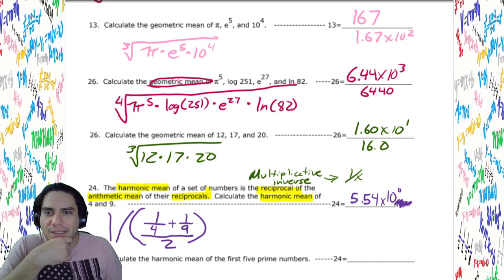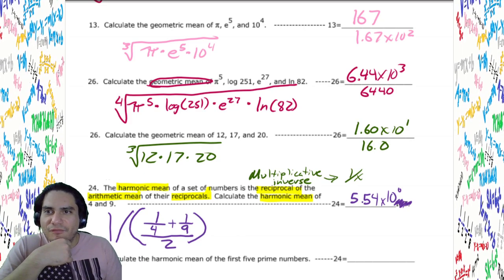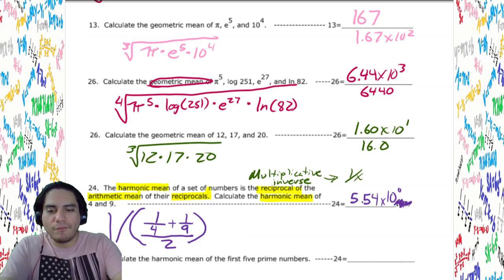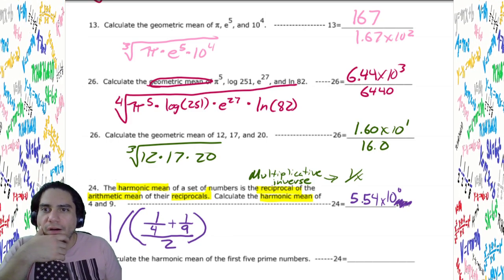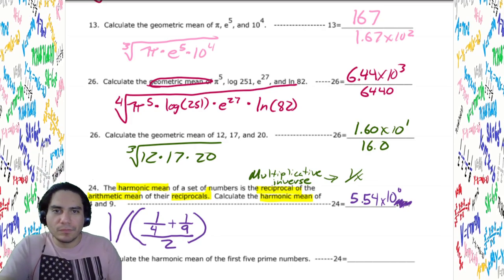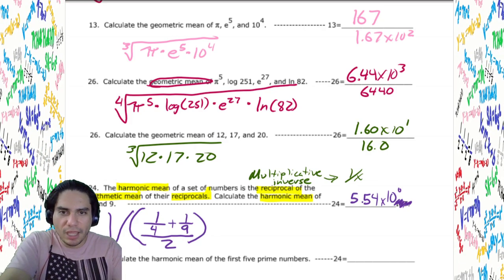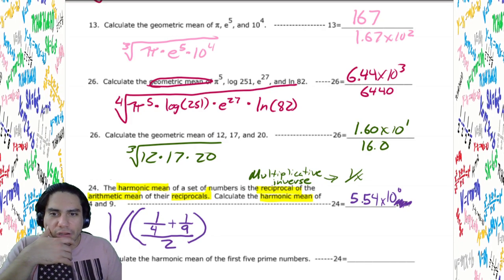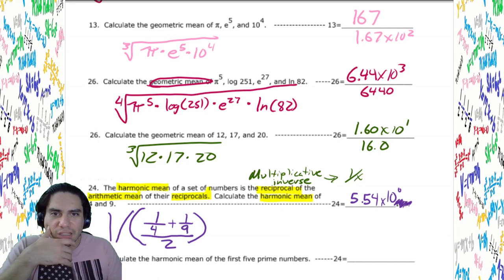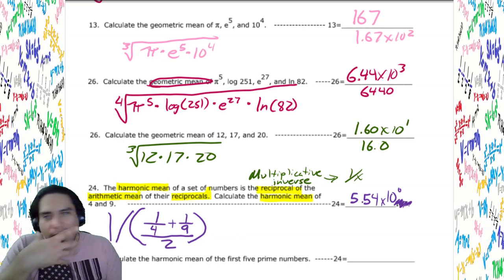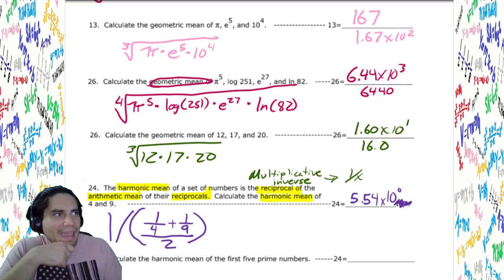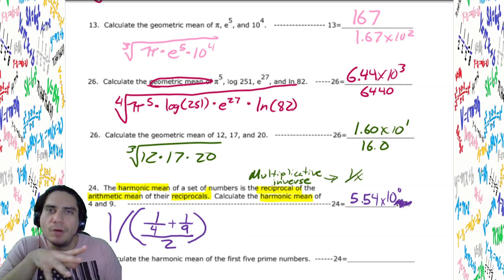So let's go ahead and find out the harmonic mean of 4 and 9. Okay, what is the harmonic mean of 4 and 9? So let's do 4 and 9, and we're gonna go ahead and do the problem. Okay, let's see what we got. It gives me 5. Yeah, that's the answer. The harmonic mean is that. So I think they might have messed this problem up.